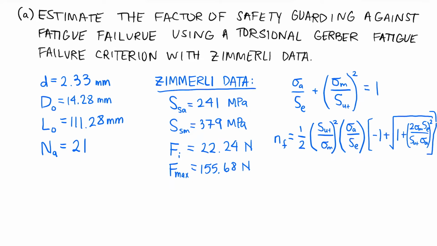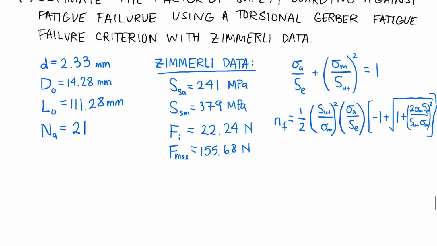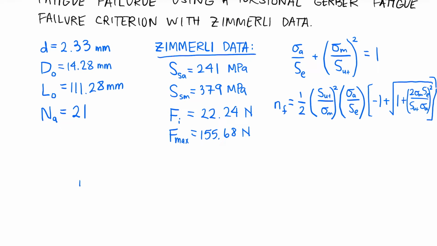And next, we see that it says we need a torsional Gerber fatigue failure criterion. The form that we have here is for normal tensile stresses, and we need it for torsional shear stresses. So I'm going to rewrite this equation, replacing my normal stress components with shear stress components.